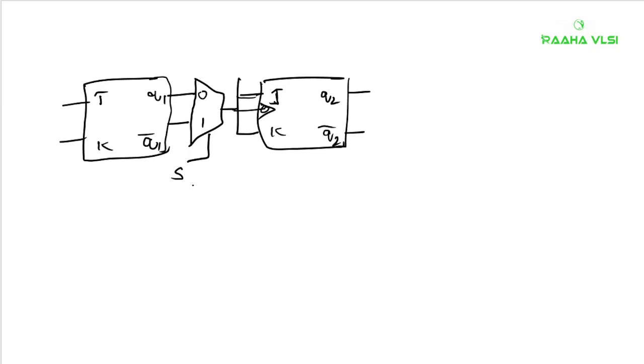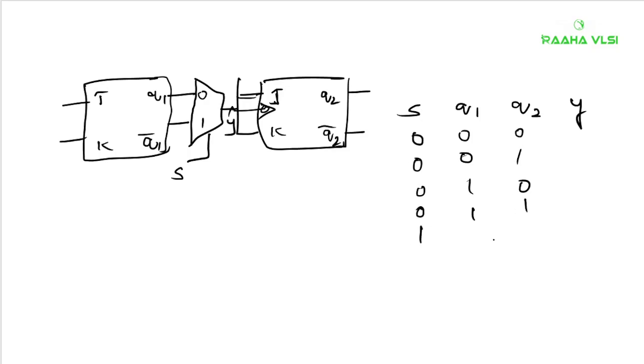For that, how will you implement this? First of all, you should have a truth table, right? If I write a truth table for this, Q1, Q2, and let's say Y. I'll take this as Y, or some wire you can take. Now if I write the input combination: 0 0, 0 1, 1 0, 1 1 for Q1 and Q2, repeated for S equals 0 and S equals 1.